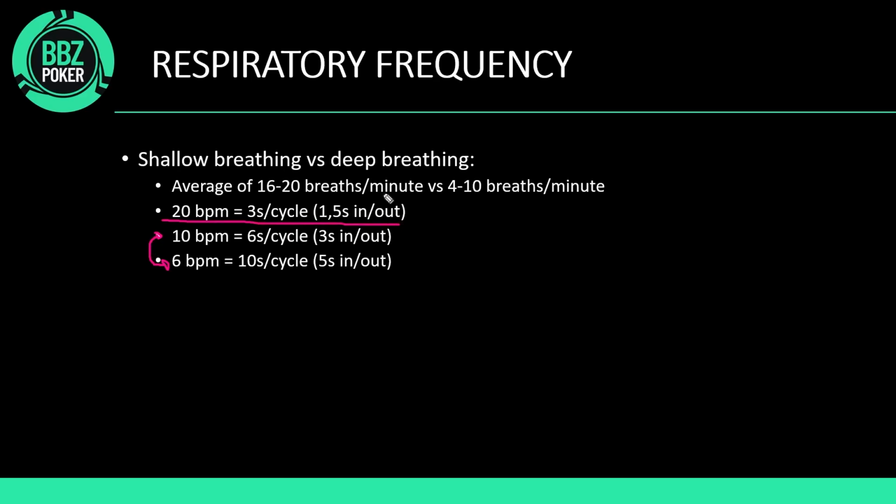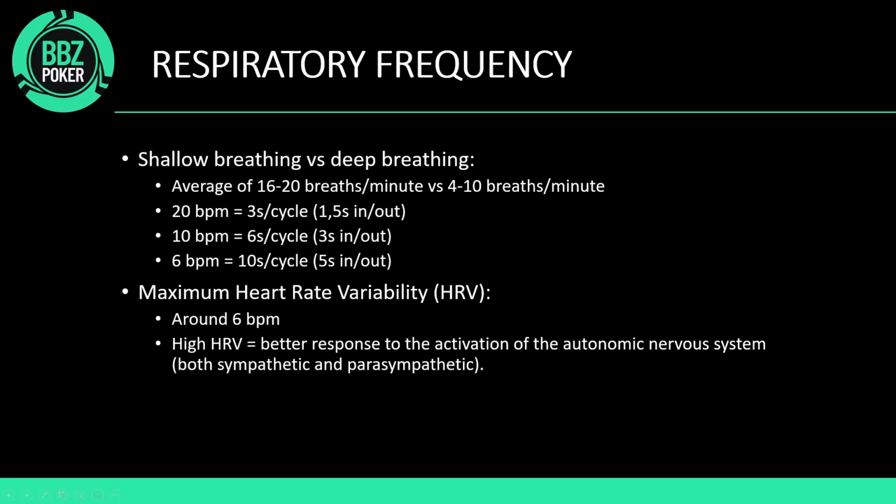cycle. And so the reason why I'm putting a lot of emphasis on 6 breaths per minute and 10 breaths per minute is because it's strongly linked to what's called your maximum heart rate variability. And it's typically observed that your maximum heart rate variability will be reached around 6 breaths per minute. 6 breaths per minute, yeah. And not beats per minute, but 6 breaths per minute.